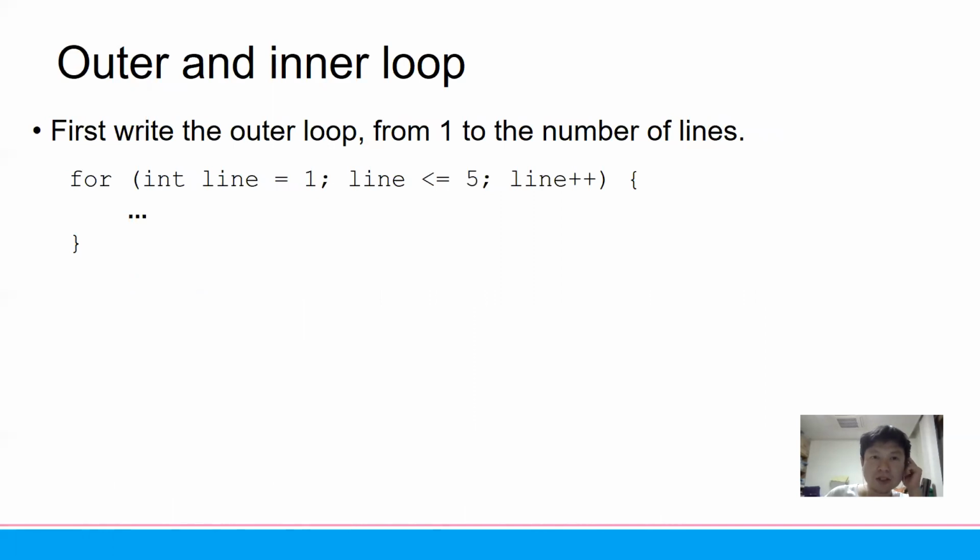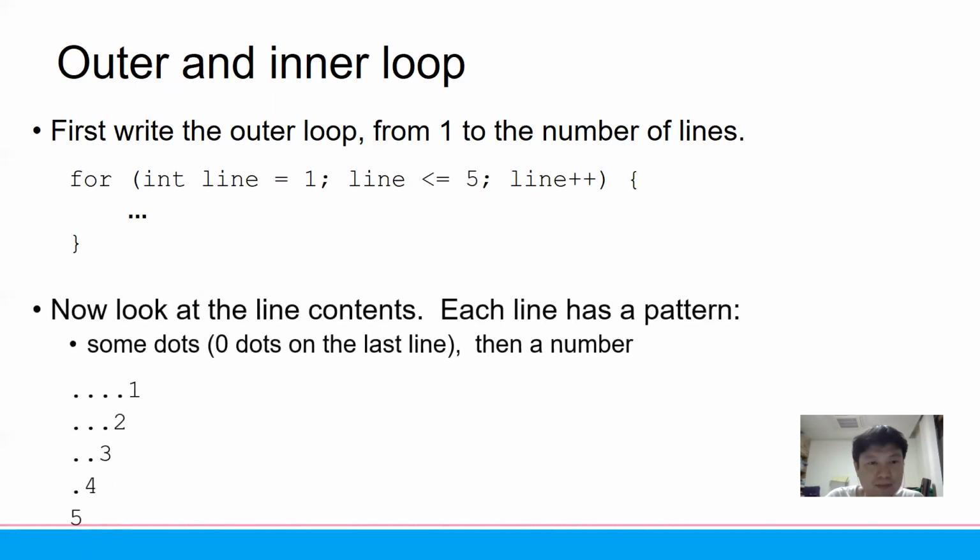So if you can do it this simply, I think it's not that difficult. First, write the outer loop from 1 to the number of lines. Okay, so you can try. Now look at the line contents. This line has a pattern: some dots, and then the number. So we have 4 dots and number 1, 3 dots, number 2, 2 dots, number 3, 1 dot, number 4, and number 5 with no dot, in 5 rows. Very good.